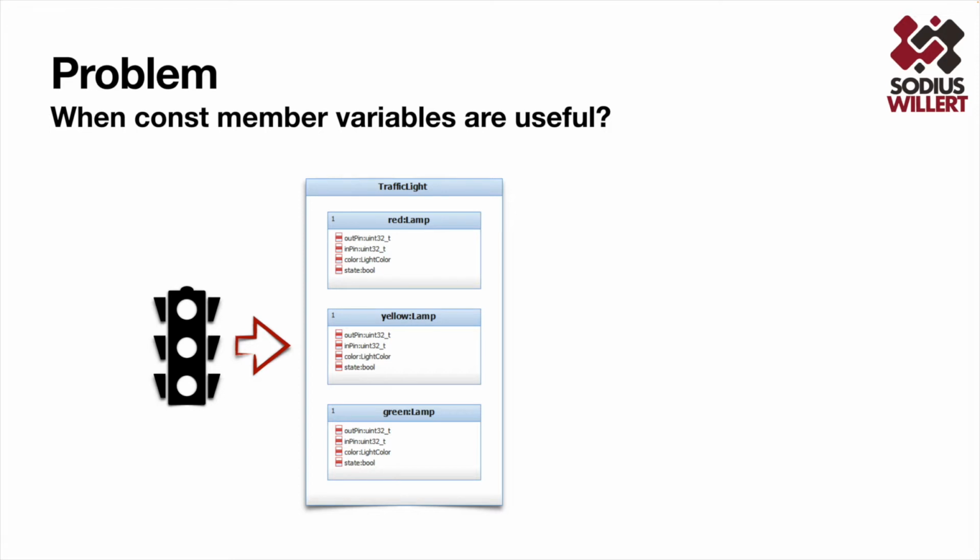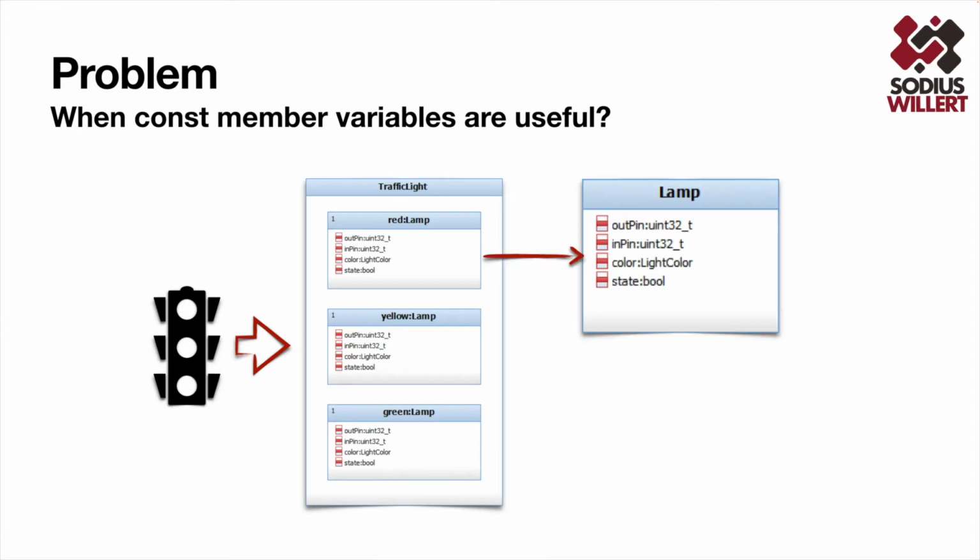Object-oriented, you could represent a traffic light as follows. A class traffic light with three parts, red, yellow, and green, of the class lamp, which has the following four attributes: outpin, to switch the lamp on or off; inpin, to check the correct function of the lamp, that it is lit when switched on; an attribute color, to define the color of the lamp; and a variable state that stores the state on or off of the lamp.